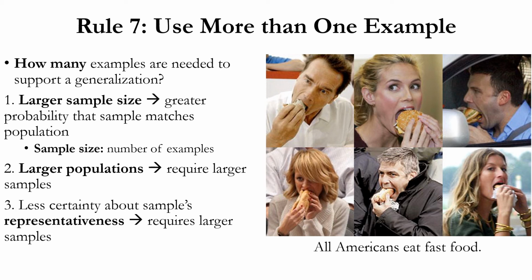Thirdly, the less certain you are about the sample being representative of the population as a whole, the more examples you need in order to support the generalization adequately, the larger your sample needs to be. This is the most subtle of the three criteria for how many examples you need, but it's often the most important. If you have some reasonable certainty that the sample you're looking at is not biased, that it's likely to be representative of the population as a whole, you don't need as many examples as you would if you were less certain about that.